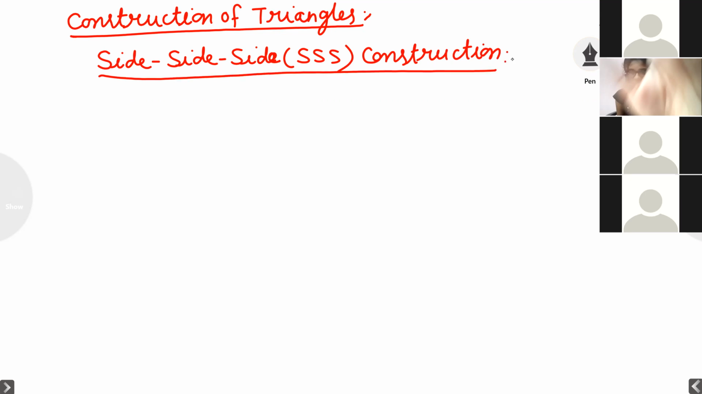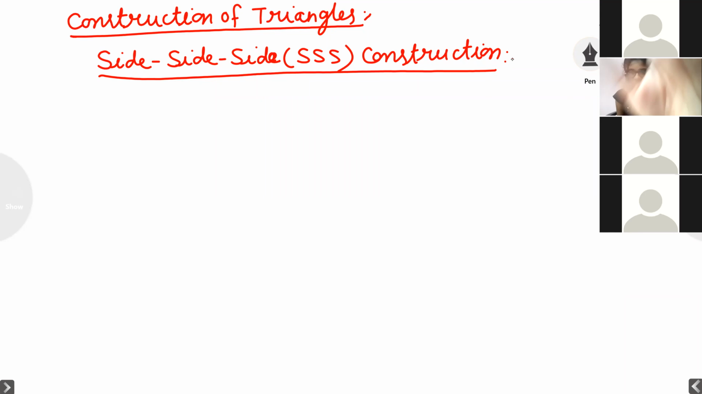There is no concept, students, in the construction. Depending on the question, we will change the steps. But how to do construction? With the help of compass, protractor and scale, we are going to do constructions. There are two ways to do construction.